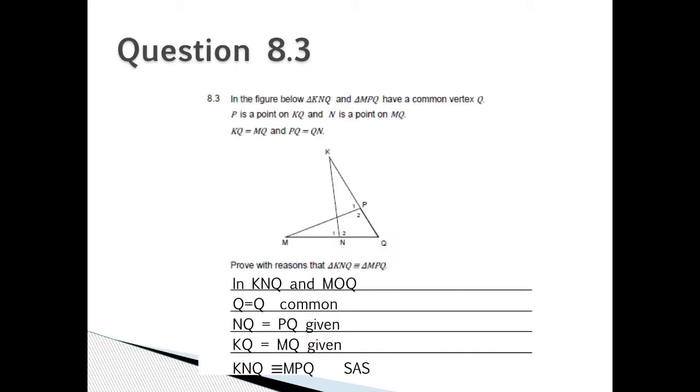In KNQ and MPQ, Q is equal to Q because they are common. NQ is equal to PQ, that was given. KQ is equal to MQ, it was also given. So KNQ is congruent to MPQ because side, included angle, side is applicable.